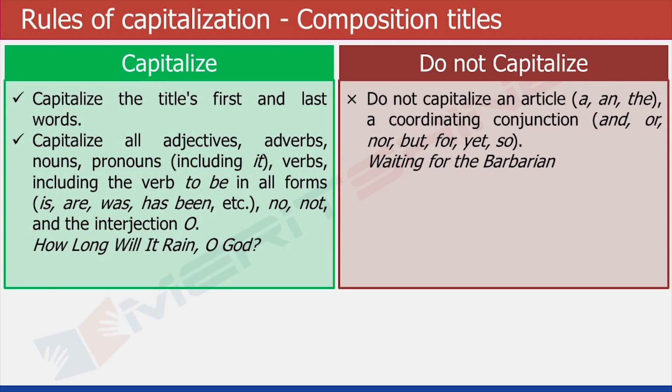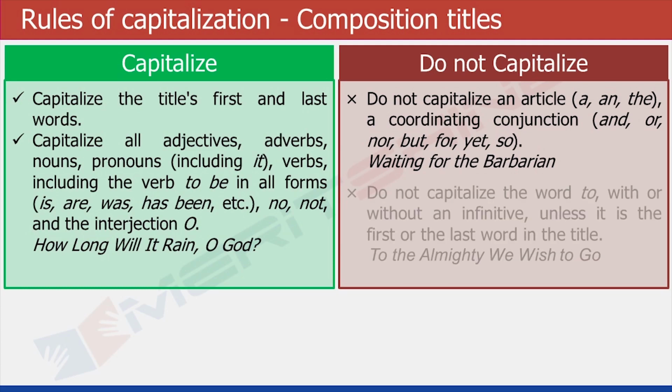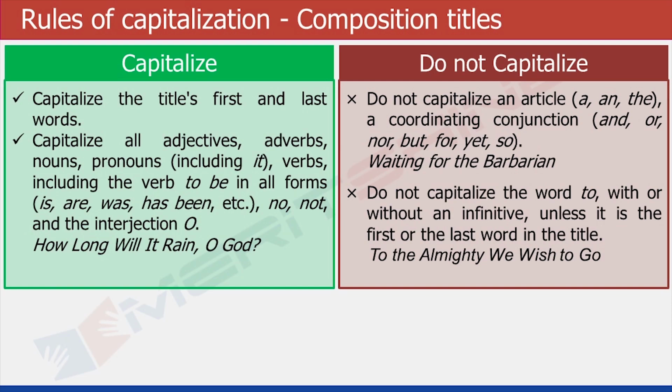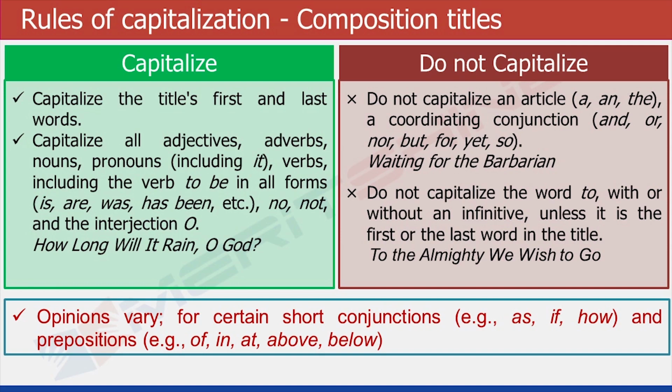Look at this title, Waiting for the Barbarian. Here the article and the coordinating conjunction are not capitalized. Do not capitalize the word to, with or without an infinitive, unless it is the first or last in the title. To the Almighty We Wish to Go. And finally, opinions vary for certain short conjunctions such as if, how, and prepositions of, in, at, above, below, etc. Here the choice remains with the author. In the next video, we will learn about countable and uncountable nouns.